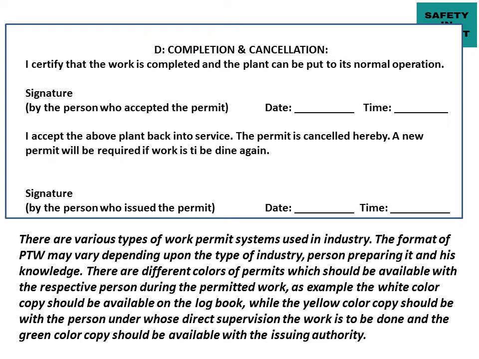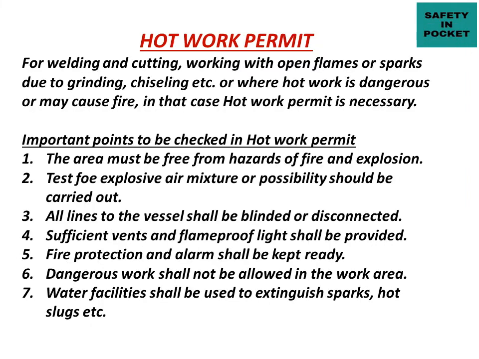There are different colors of permit which should be available with the respective persons during the permitted work. As example, the white color copy should be available on the logbook, while the yellow color copy should be with the person under whose direct supervision the work is to be done, and the green color copy should be available with the issuing authority. So, according to the color the work permit should be available with the respective persons during the work for which it is taken.